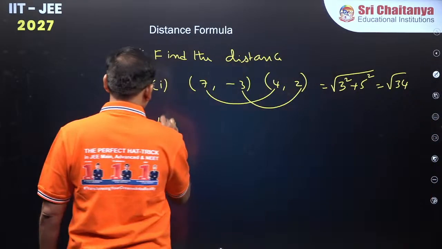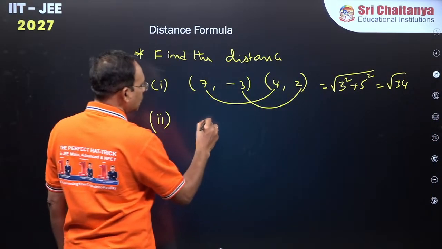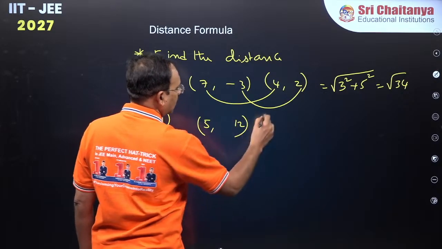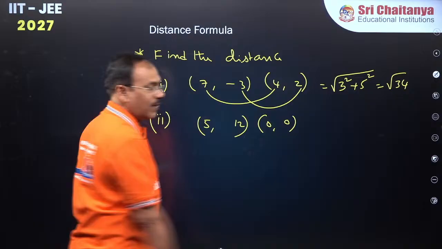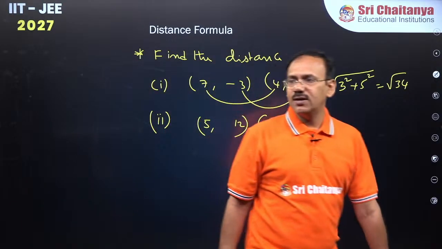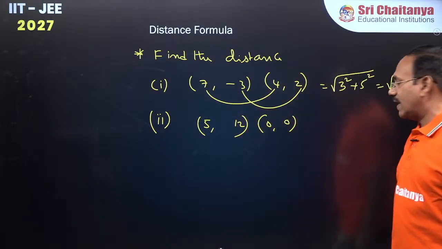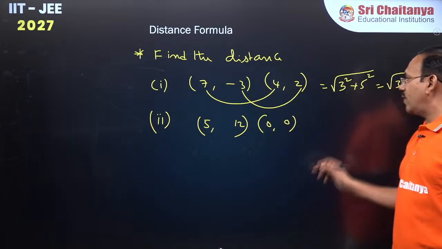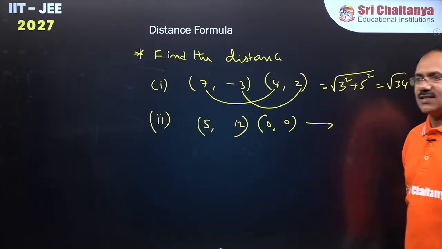Second question: the points (5, 12) and (0, 0). What is the distance? Quick, quick.